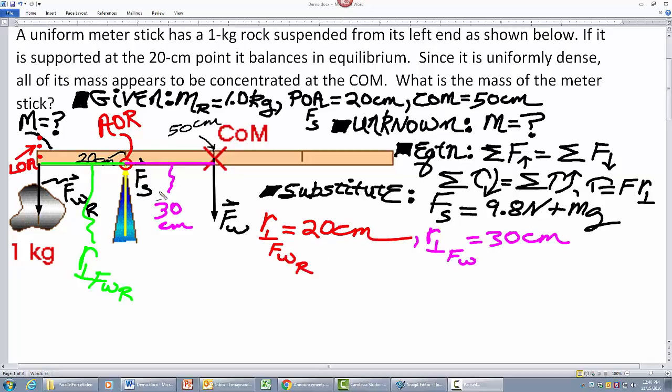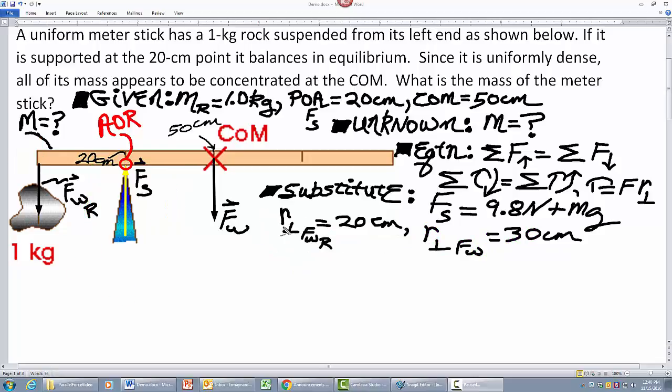Now consider the moment arm for the weight of the meter stick force. The moment arm is a perpendicular distance from the axis of rotation to the line of action of the weight force. That is this magenta line shown here. It has a length of, this is 50 centimeters from the left end to the center of gravity, or the middle of the meter stick. This is 20 centimeters. Subtract 20 centimeters from 50 centimeters and you get that the moment arm is 30 centimeters for the weight of the meter stick force. This is shown here. Now we know that the moment arm for the weight of the rock is 20 centimeters and that the moment arm, or R perpendicular, for the weight of the meter stick is 30 centimeters.